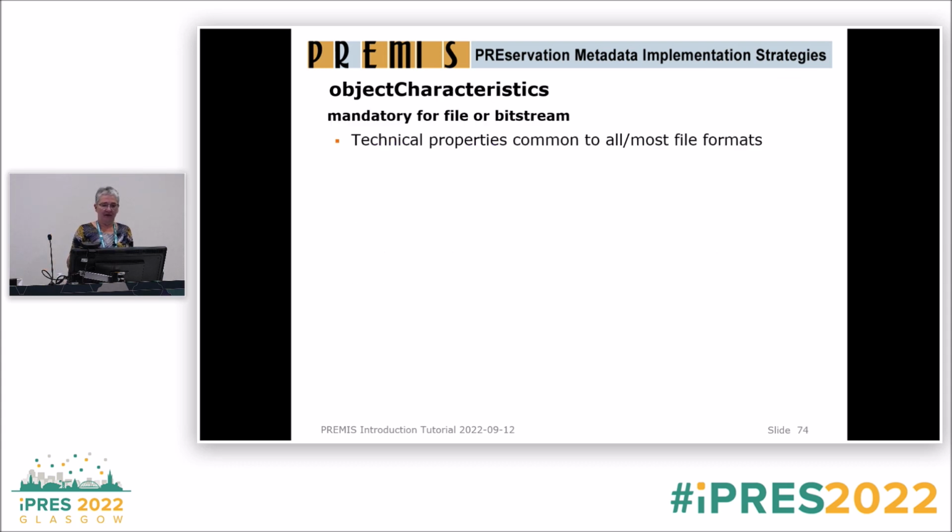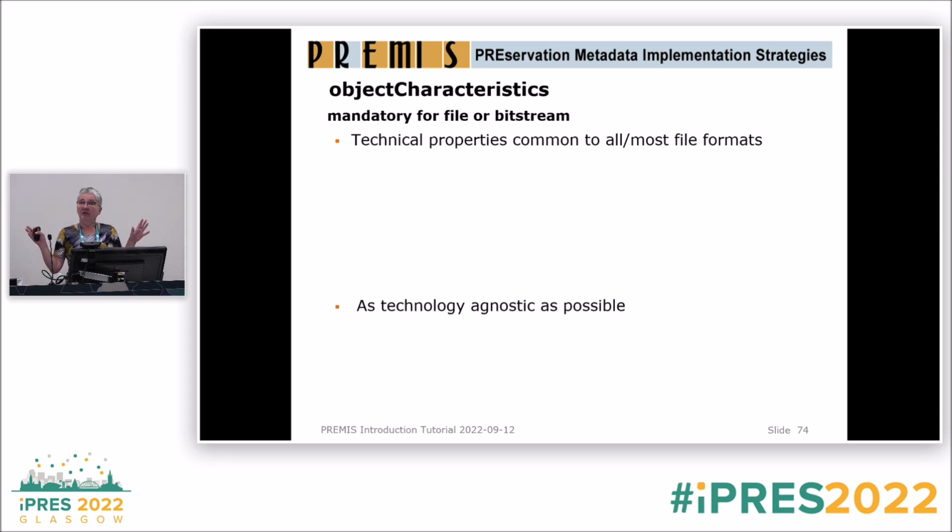So, for files and bitstreams, as I said, they're a bit similar, because a lot of the characteristics for an object in the form of a file or bitstream are very much alike. So, for instance, there are a lot of technical properties that you want to describe for these. Therefore, for files and bitstreams, there's another thing that's mandatory, and that's the object characteristics. It's not for representations or intellectual entities, but for these two, it is.